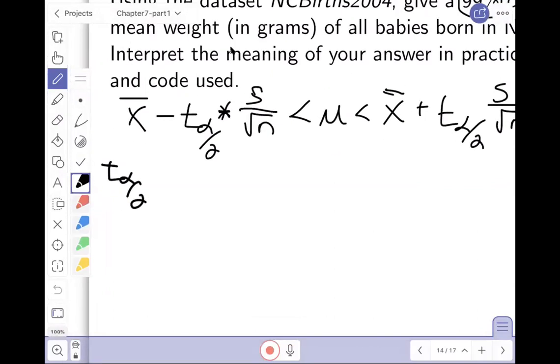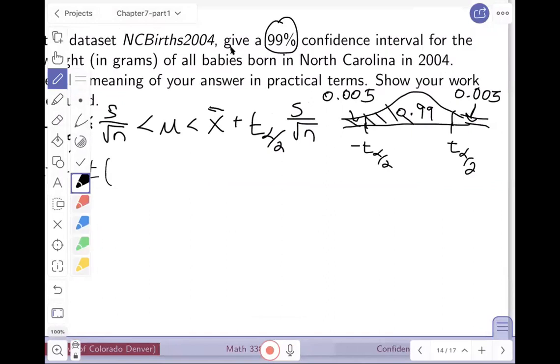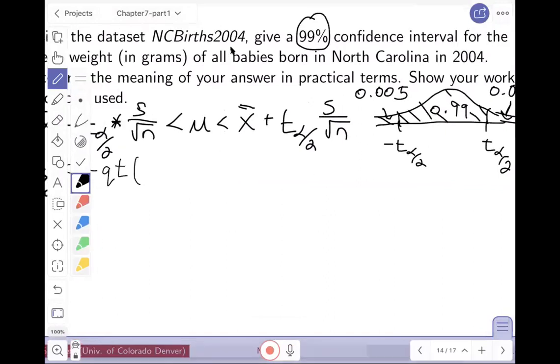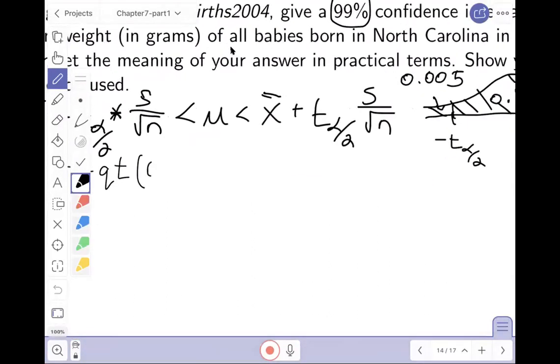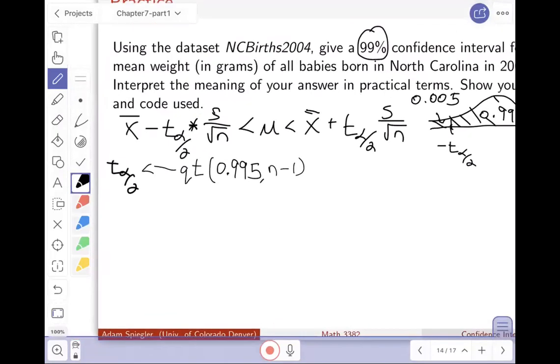So one way that we can find out what T alpha over 2 is would be to use the qnorm function. In this case, it's qt because we're working with the T distribution. And we would want to calculate the total area to the left of T alpha over 2. That's going to be the 0.99 plus the 0.005, so that's actually going to be 0.995. The next thing we would need to enter would be our degrees of freedom, which are going to be n minus 1. So we're going to use R to calculate all of these values. I am going to flip over to an R terminal that I have open.